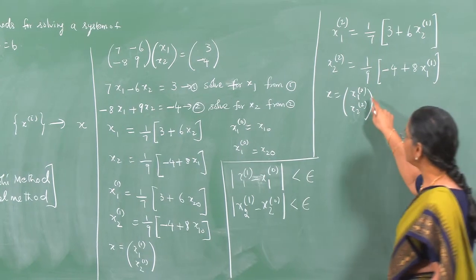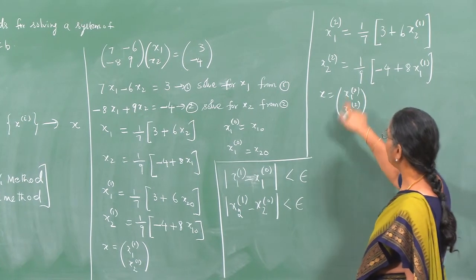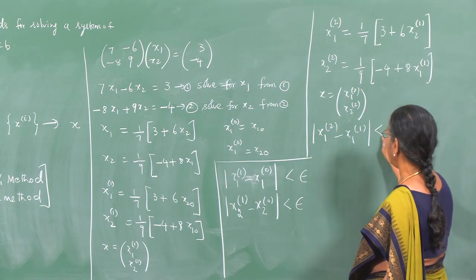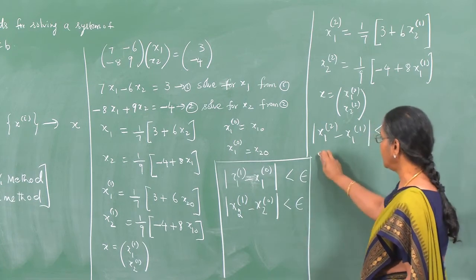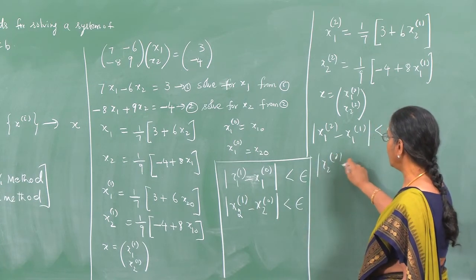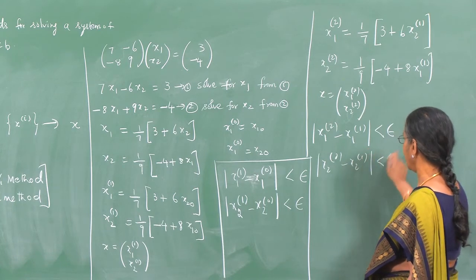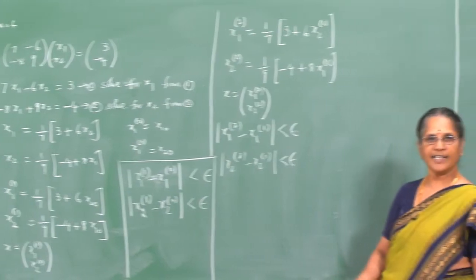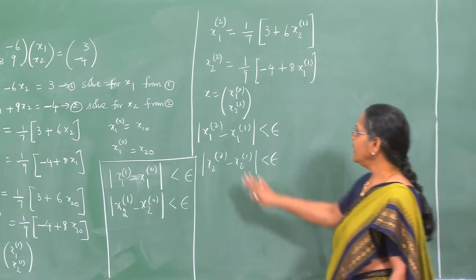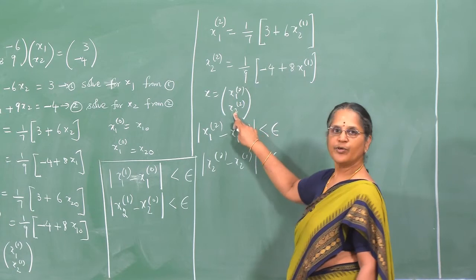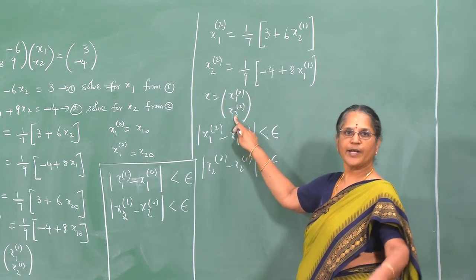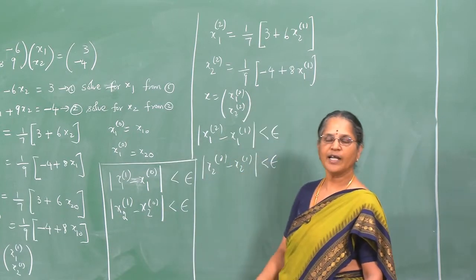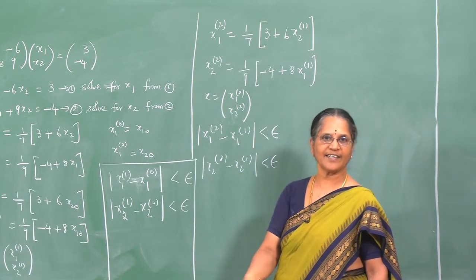So, I again check whether absolute value of x12 minus x11 is less than prescribed error tolerance, and x22 minus x21 is less than the prescribed error tolerance. If so, I stop the computations and take x12, x22 to give me the solution for x1 and x2, which solve the given system of equations. If not, I continue my iterations like this.